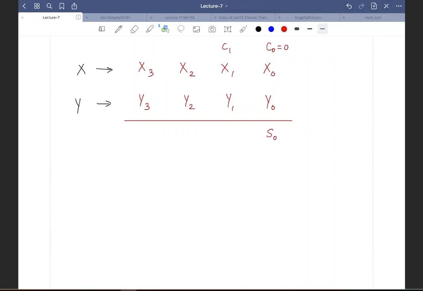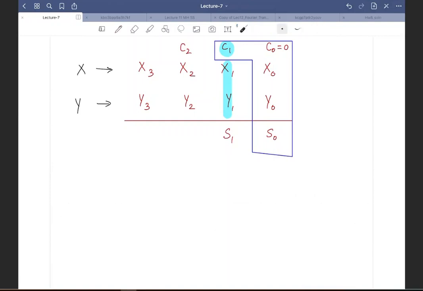Now, let's focus only on this part. If you focus only on this part, can I say that I will not be able to carry out the next addition until I actually find C1, right? I will not be able to carry out the next stage addition unless I know C1. And similarly, X1 plus Y1 plus C1 will give me S1 and C2. That will be my next stage. I cannot add X2 to Y2 until I have C2 ready, which comes from the addition of the previous stage.